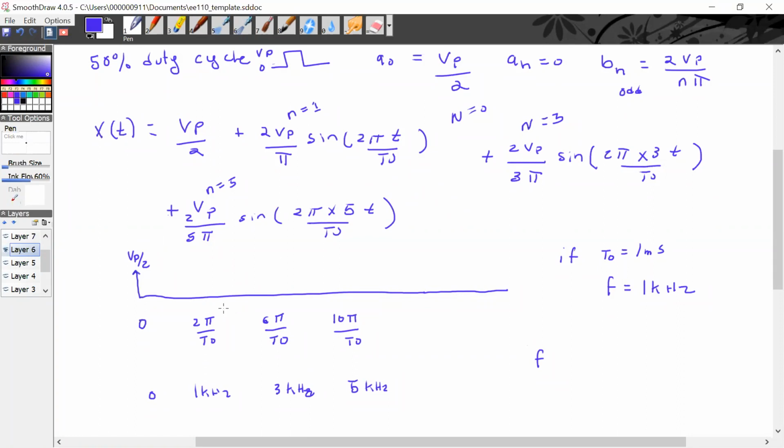Now, for the next harmonic, we have 2 VP divided by pi, which is kind of like 2/3, right? Which is just a little bit bigger.